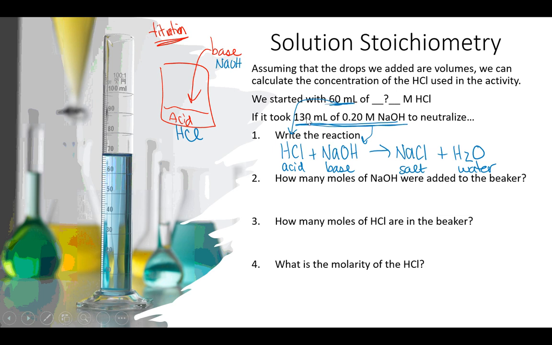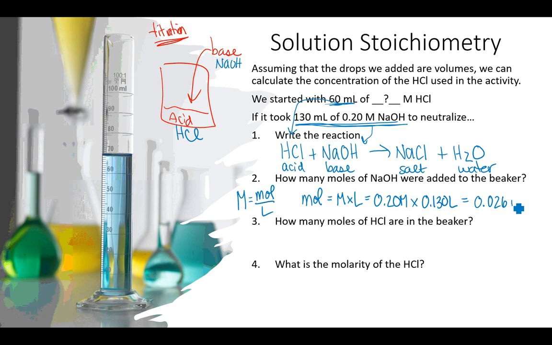For one of these substances, you're going to know the molarity and the volume, and you can use that to determine moles. A reminder: molarity is moles per liter. So I can rearrange that and say moles is molarity times liters. My molarity is 0.2. I need to convert the milliliters into liters, and I do that by dividing by 1,000. Then I do 0.2 times 0.13, and that gives me 0.026 moles of sodium hydroxide.